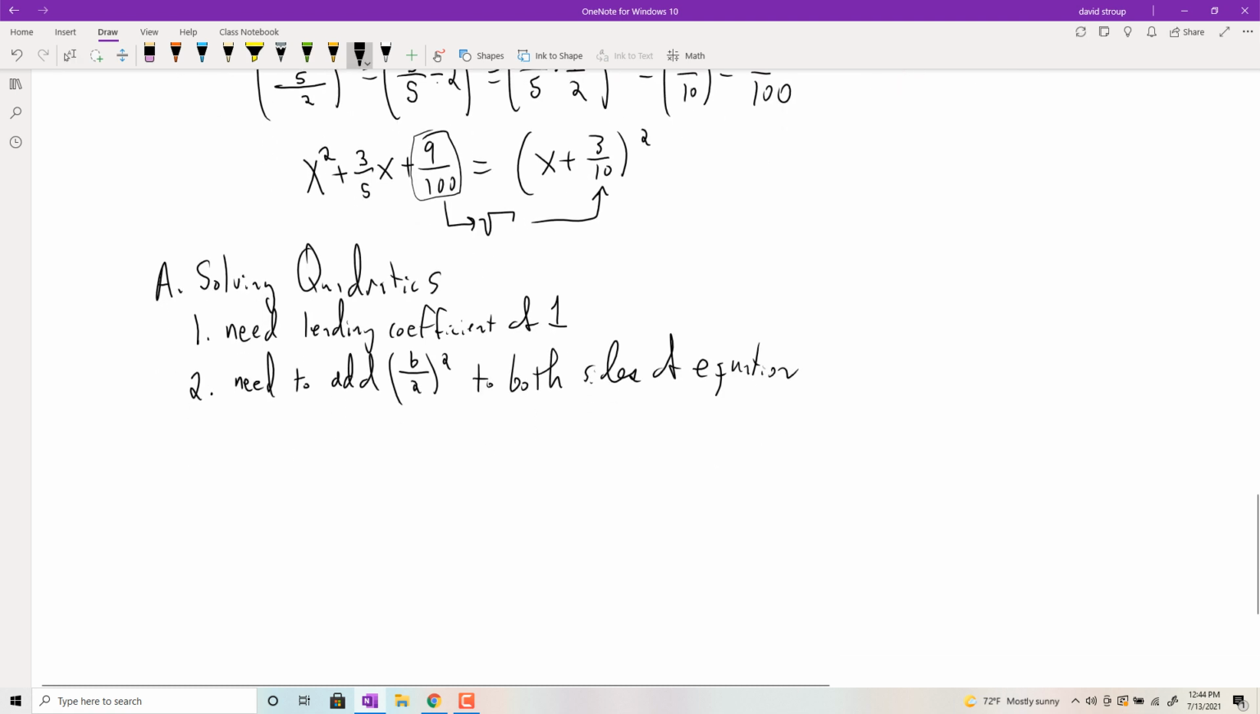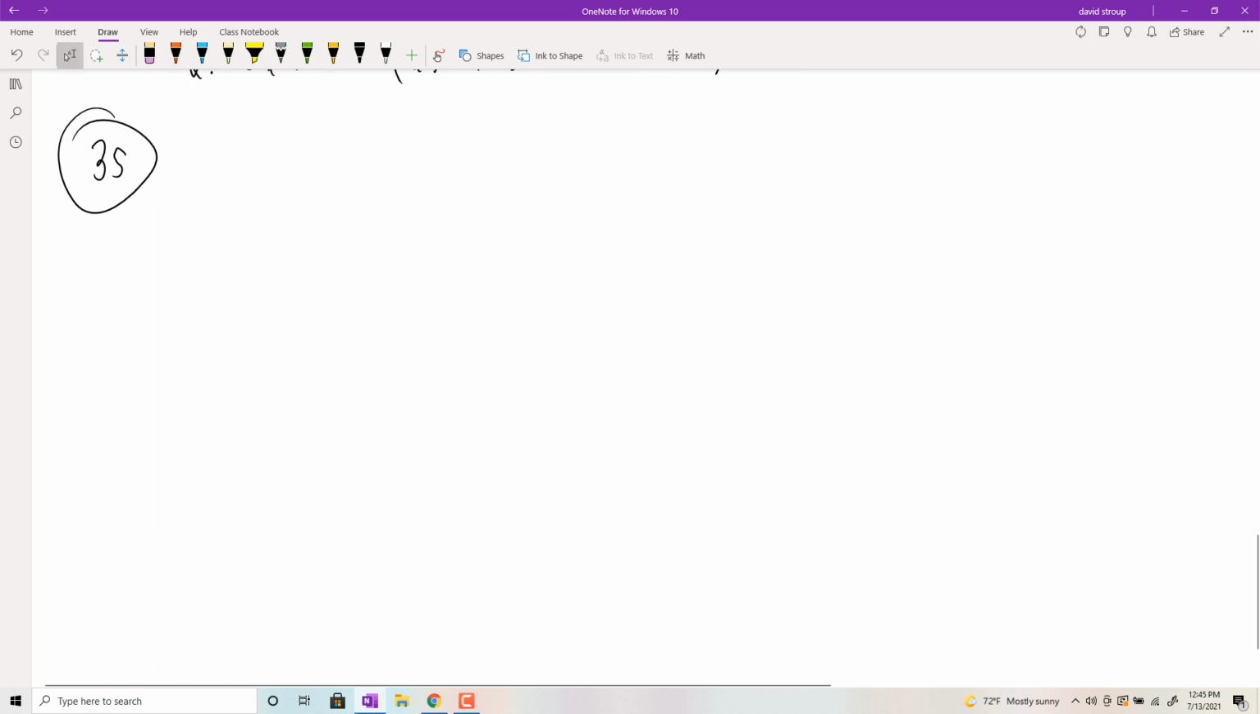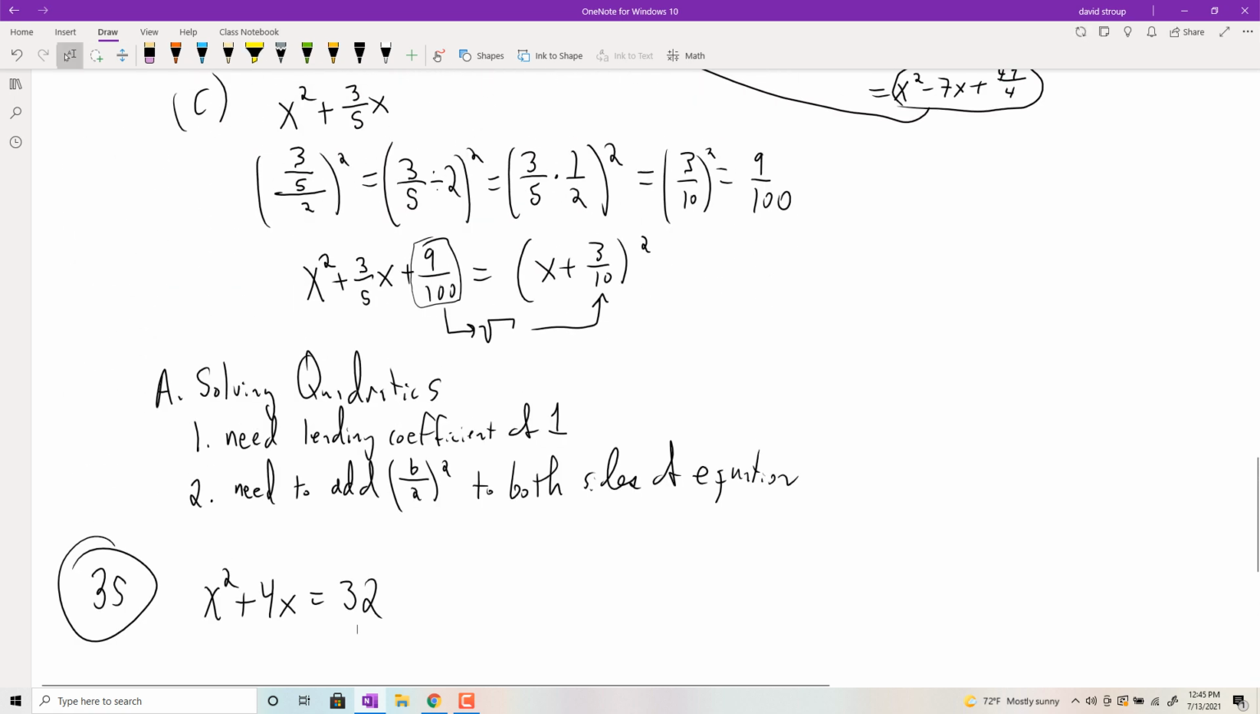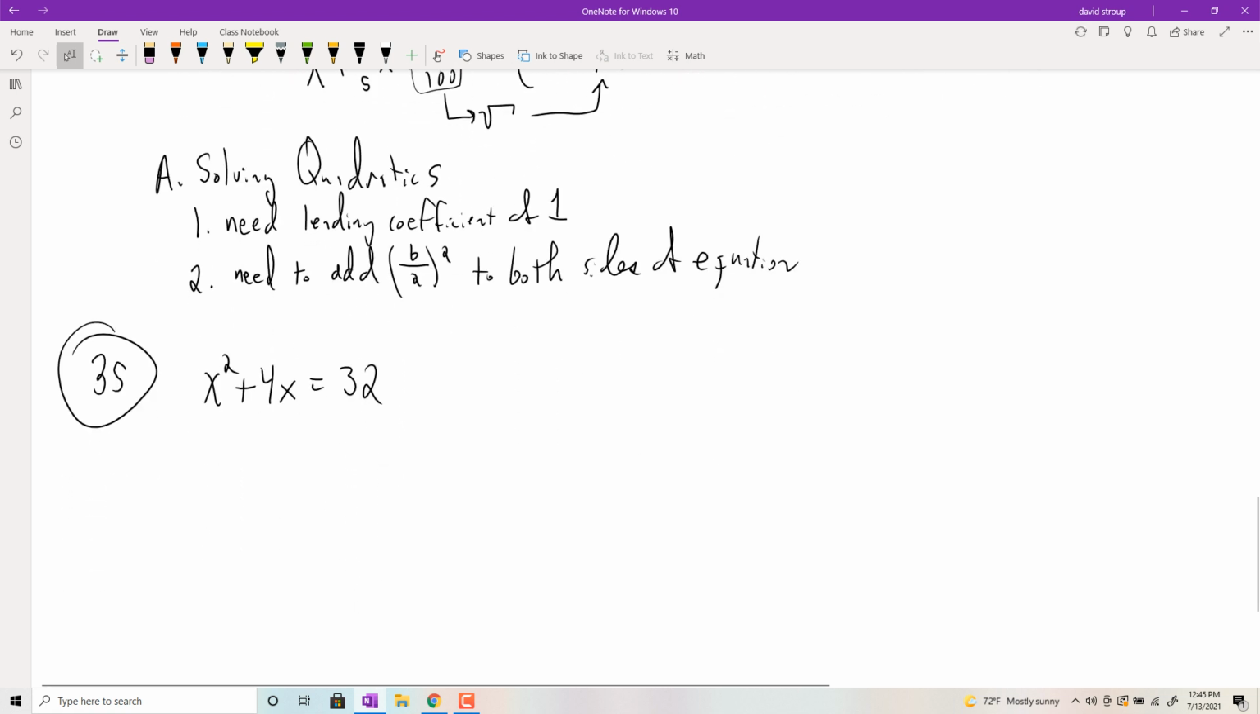Okay, so let's take a look. There's number 35. X squared plus 4x equals 32. For these, you're not setting them equal to 0. This is kind of the form you want. So maybe even the first step I would say get it into that form with all the variable stuff on one side and the constant on the other. Then I'm going to form that b over 2 squared thing. So in this case it's 4 over 2 squared, which is 2 squared, which is 4. And then I'm going to add that thing to both sides of the equation.